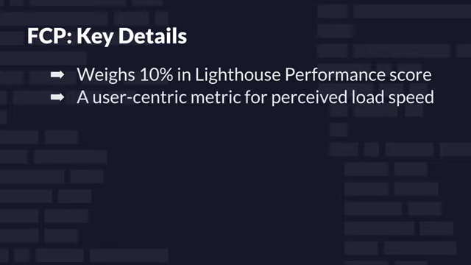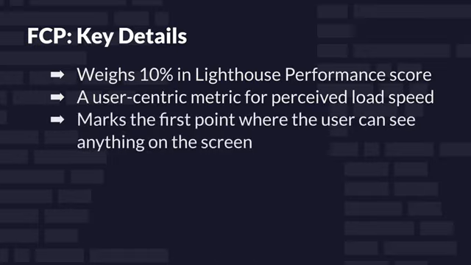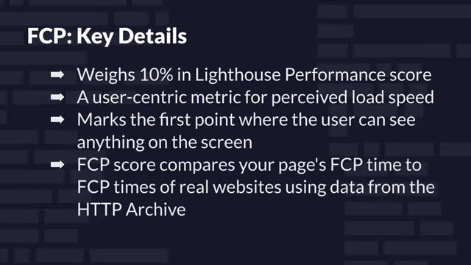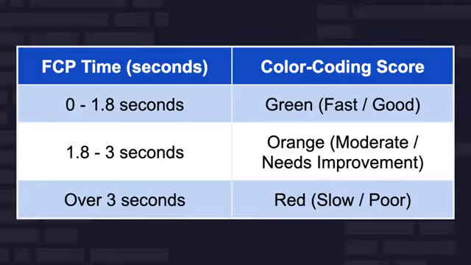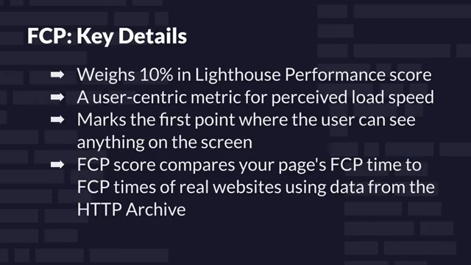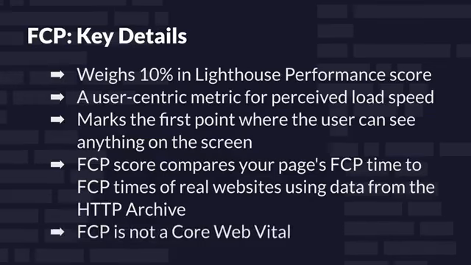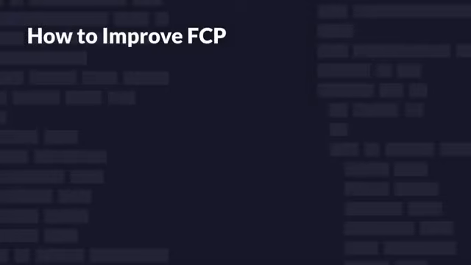What does it measure? This is a user-centric metric for measuring perceived load speed because it marks the first point in the page load timeline where the user can see anything on the screen. How is it measured? The score is a comparison of your page's first contentful paint time and the first contentful paint times for real websites based on data from the HTTP archive. It is not a web core vital.